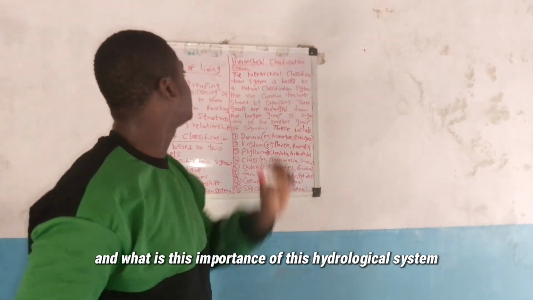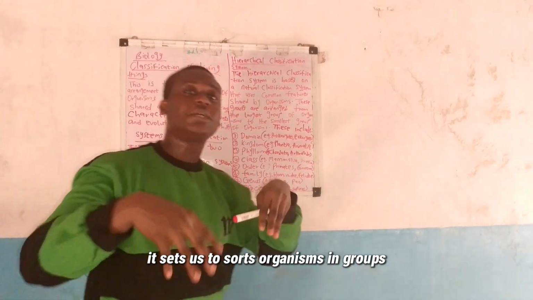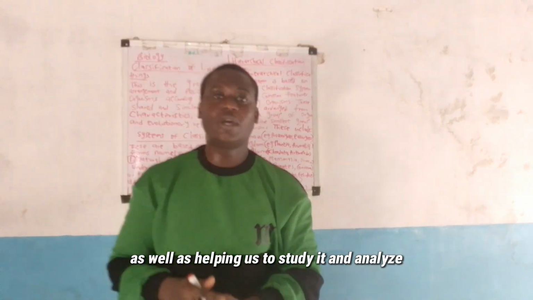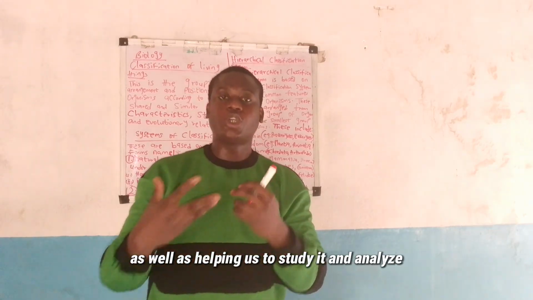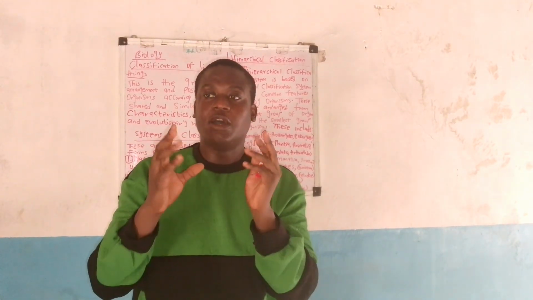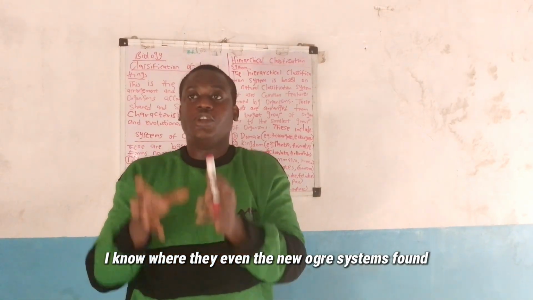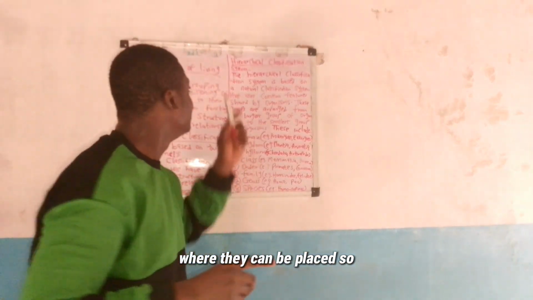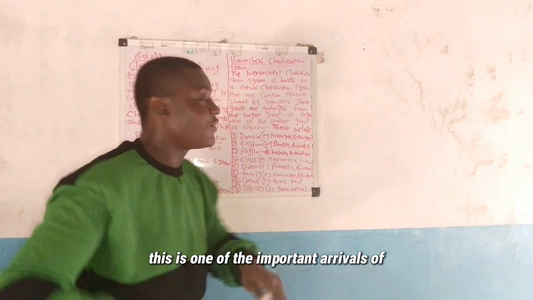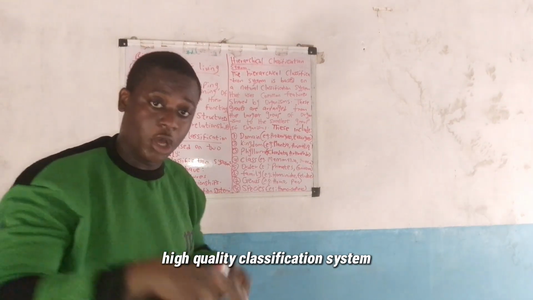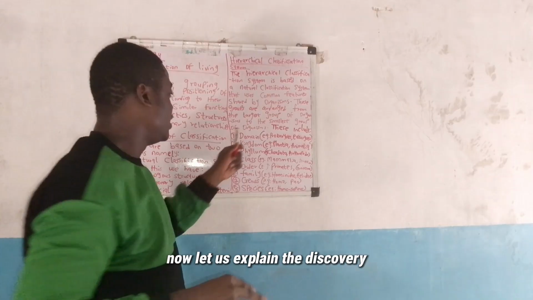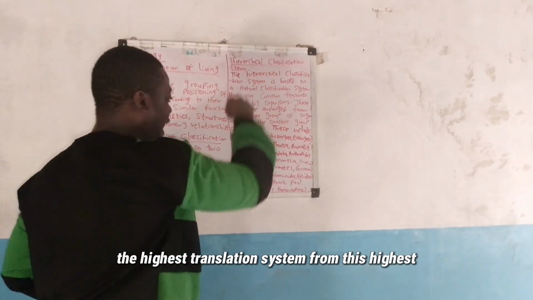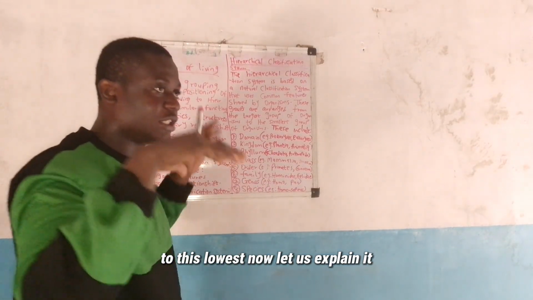And what is the importance of this hierarchical classification system? It helps us to sort organisms in groups, as well as helping us to study and analyze organisms, and know where even newly found organisms can be placed. So this is one of the importance and relevance of the hierarchical classification system. Now let us explain the hierarchical classification system, from the highest to the lowest.